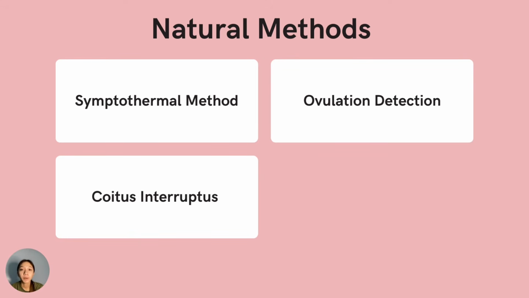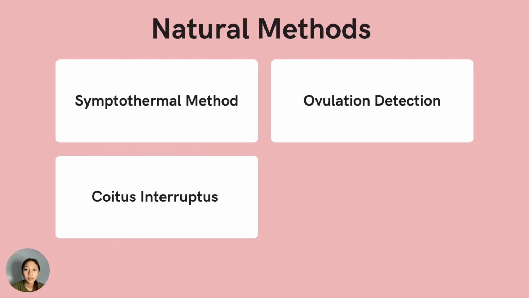So, you can buy this at a drugstore or over-the-counter pharmacies. And then next is coitus interruptus. So this is the oldest method that could prevent pregnancy. So it is withdrawing before ejaculation, or when the man withdraws his genital before he ejaculates.